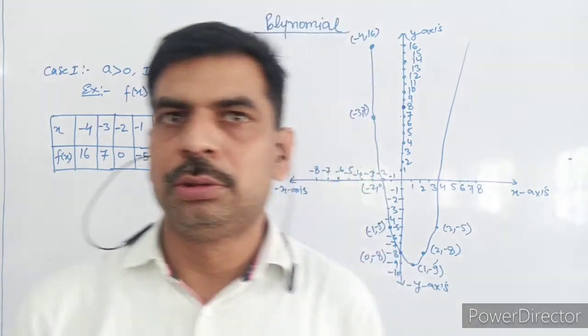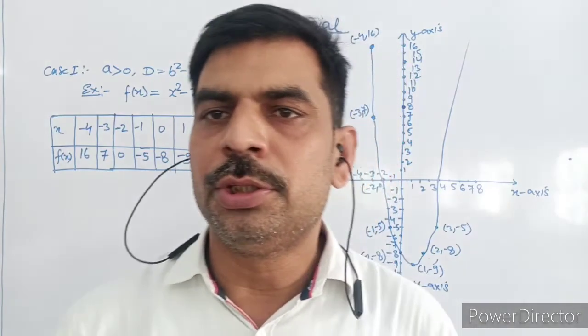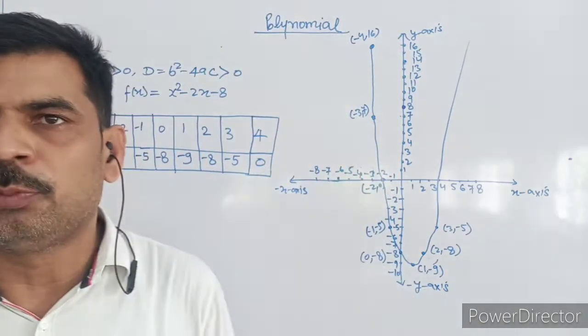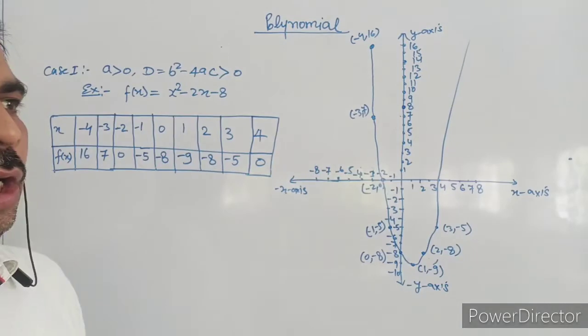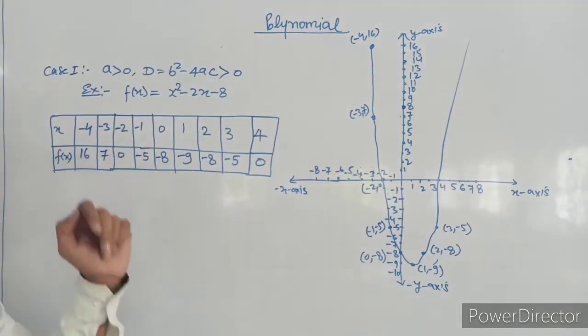In the last video we discussed which types of graph a polynomial forms. We discussed the cases on which a quadratic polynomial forms a graph. Now we solve one example for each case.